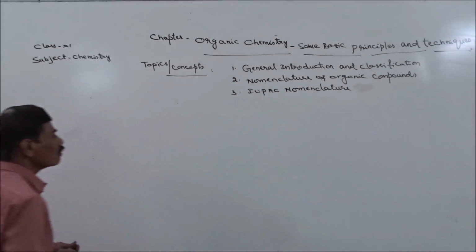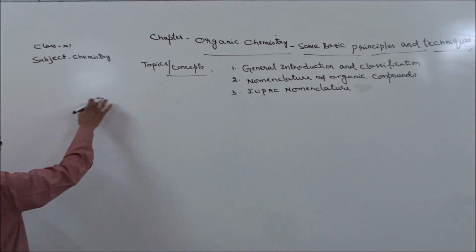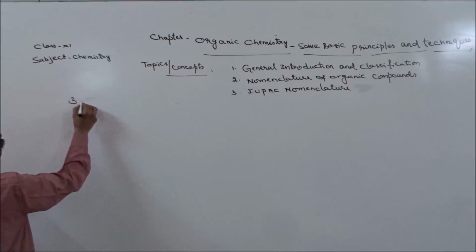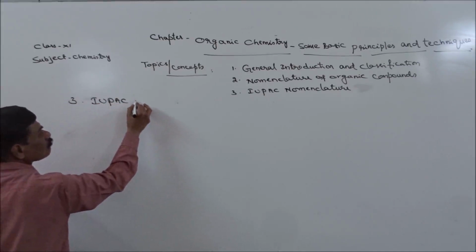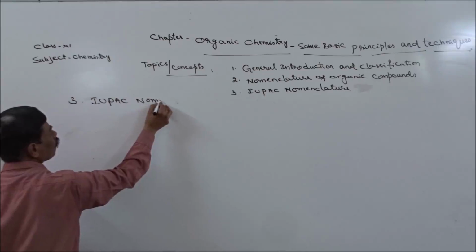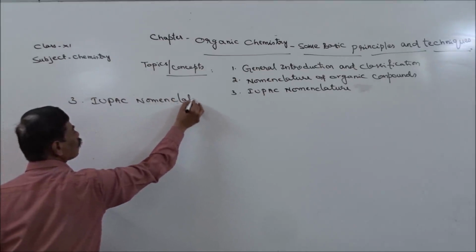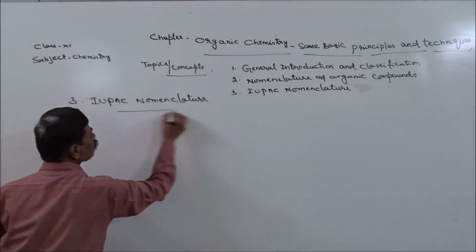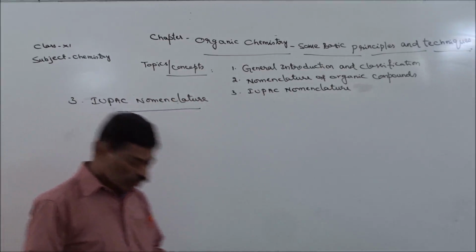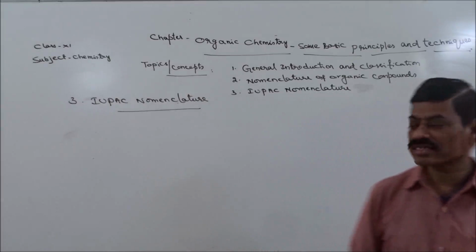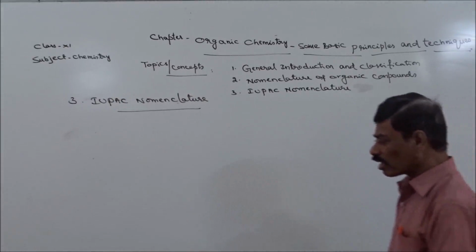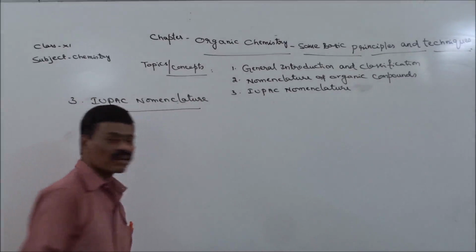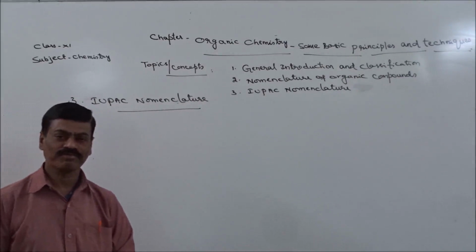Now the third part is IUPAC nomenclature. The full form of IUPAC is International Union of Pure and Applied Chemistry. This has framed certain norms. Accordingly, the given organic compound is given the name.